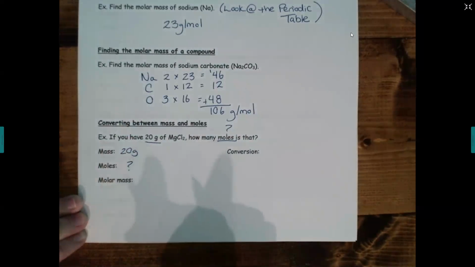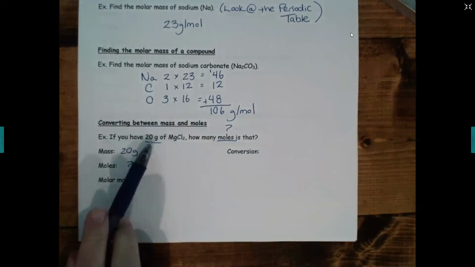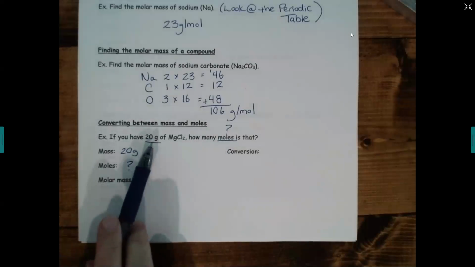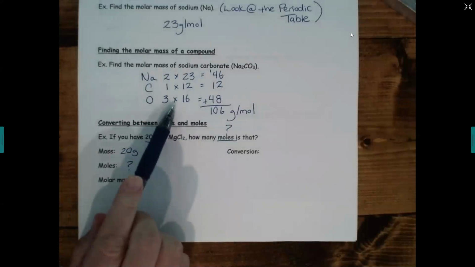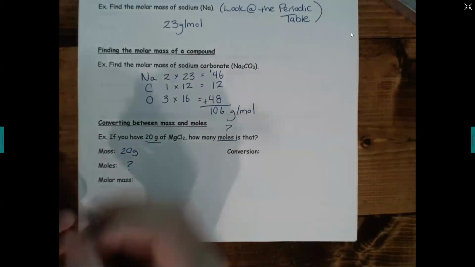And I'll give you a little tip. Anytime you're doing a mole problem that mentions converting something from grams to moles or moles back to grams, as long as they mention grams in the problem, you're going to need to find the molar mass of that substance. So remember, that's what we did here for sodium carbonate. So we're going to find the molar mass of magnesium chloride.